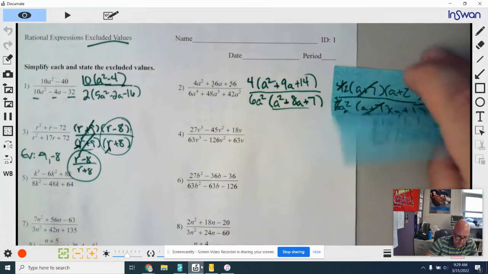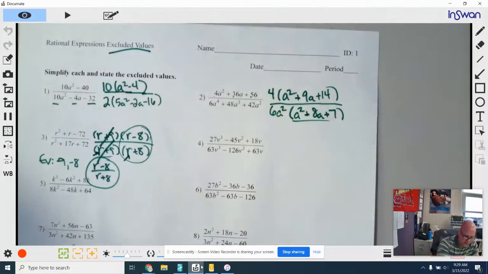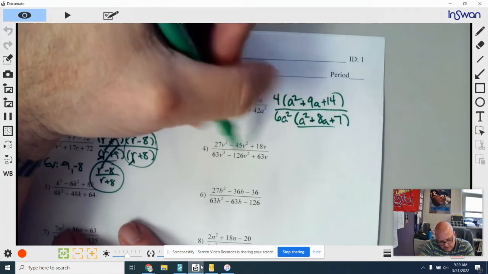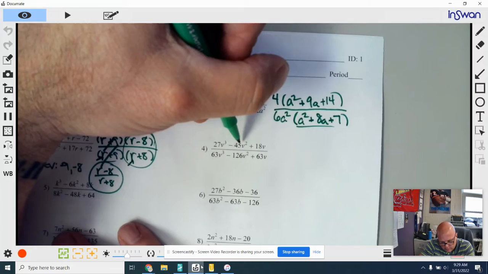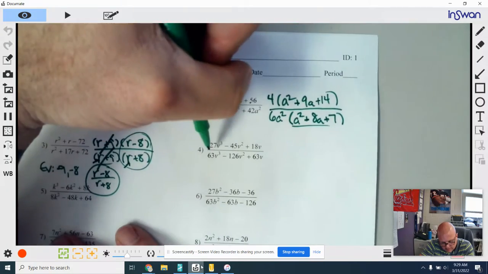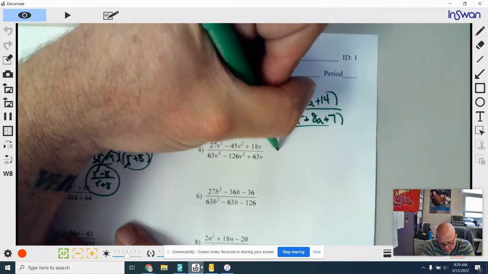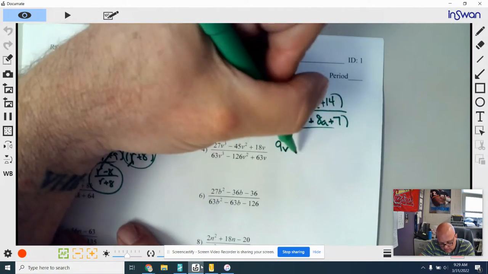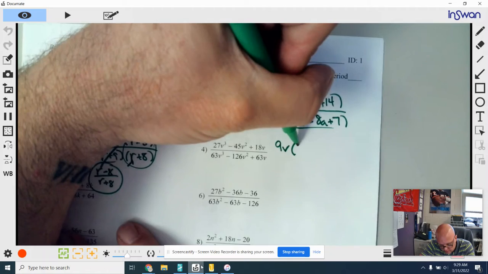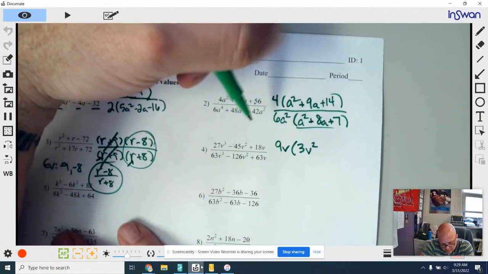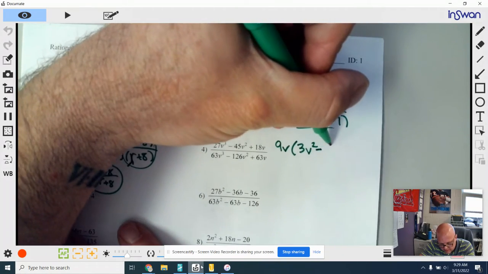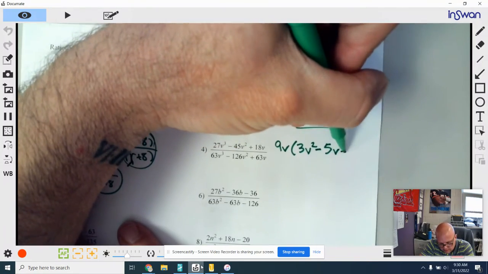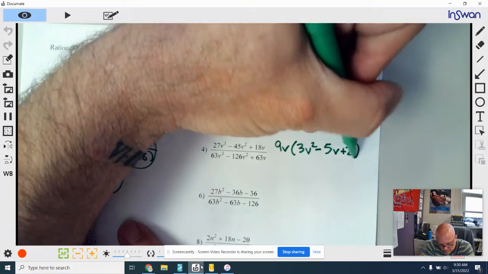All right, I think we'll do one more together and then turn you loose. So looking at the top here, I see some big numbers, 27, 45, 18. I know that they all at least have a 9 in common, and then they all share at least one v. So put back what's left. So 3v squared minus 5v, and then plus 2.